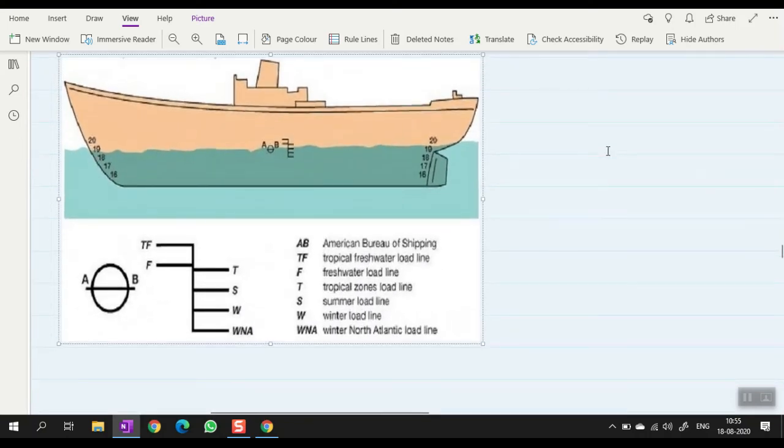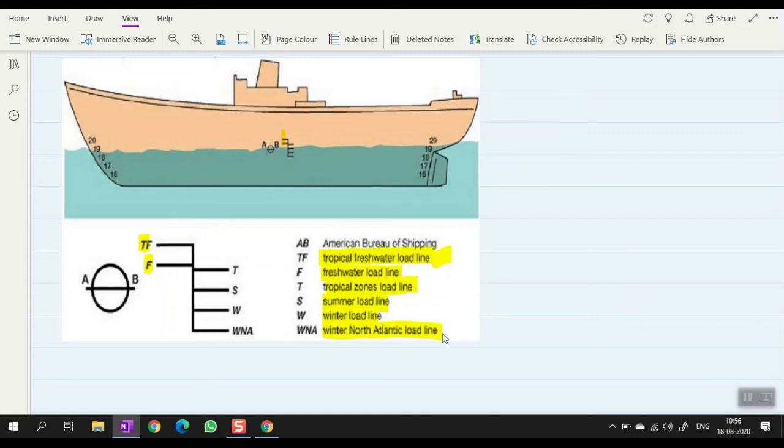Now, if you see a real ship, you will see markings like this on the hull of the ships. This is the hull of the ships. Now, these markings show up to what level the ship will be submerged in a certain type of water, whether it is the tropical freshwater load line, which is TF, that is the top marking over here. Whether it is the freshwater load line, which is just below the tropical freshwater, the tropical zones load line, summer load line, winter North Atlantic load line.